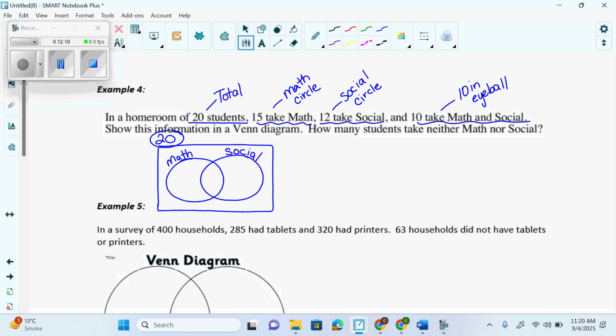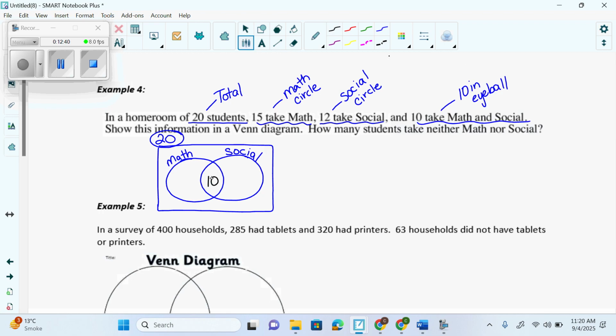All right. Now, you have to start in the middle first. So in two circle Venn diagrams, we have to know the and. We have to fill in the eyeball first. What is the eyeball? How many are in the eyeball? 10. So I put a 10 in here.